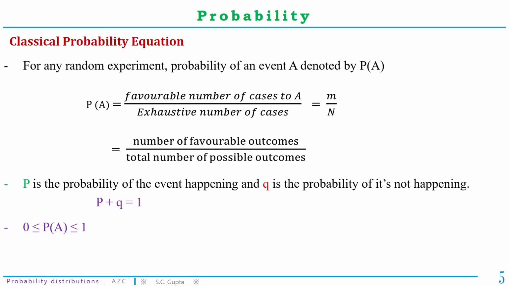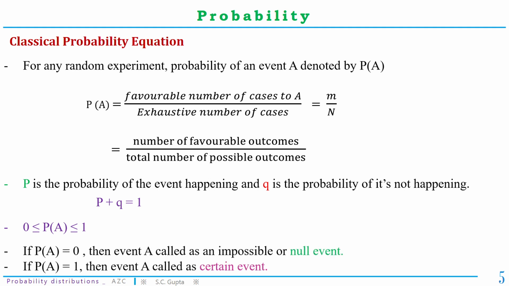The value of probability is always between 0 and 1. If probability of A is equal to 0, then event A is called an impossible or null event. If probability of A is equal to 1, then event A is called a certain event.